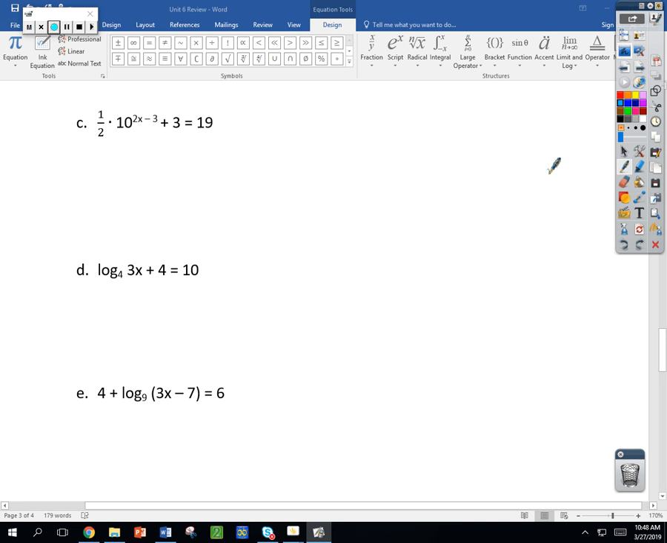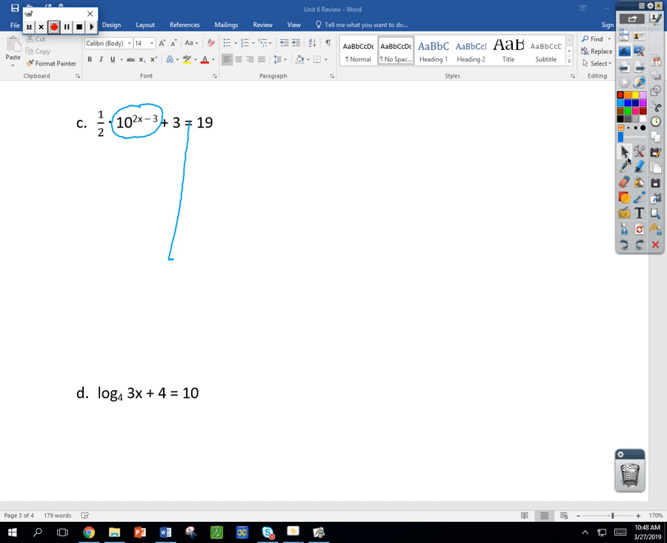Alright, so I'm going to go back and try to find the x, and the x is right here in the exponential, so I need to move everything away from it. So in order to do that, I'm going to first move the 3, and I get 1/2 times 10 to the 2x minus 3 is equal to 16. Then I need to get rid of the 1/2, so I'm going to divide both sides by 1/2. And when I divide 16 by 1/2, I get 32.